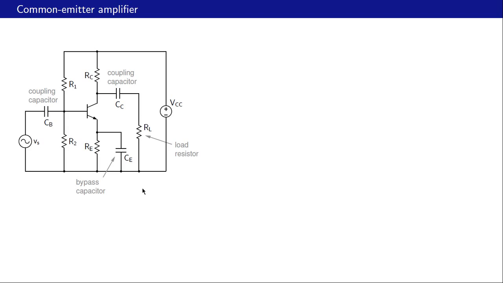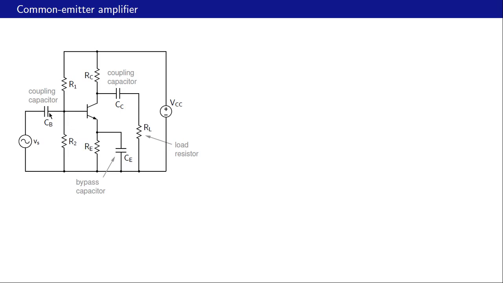We are now in a position to look at the complete common emitter amplifier circuit shown here. And remember that we have actually considered this part earlier already when we looked at biasing of the amplifier. And now all of these things are added on top of it.